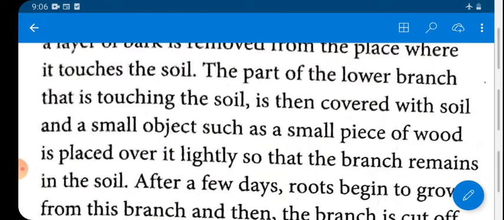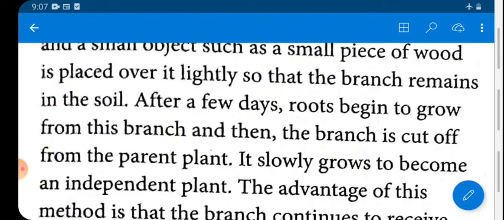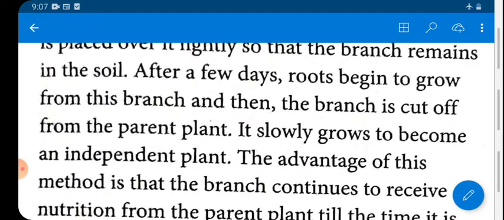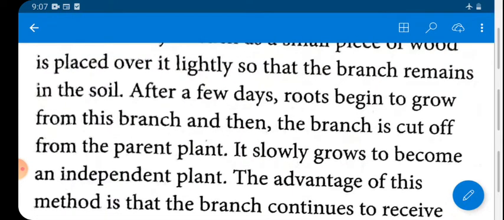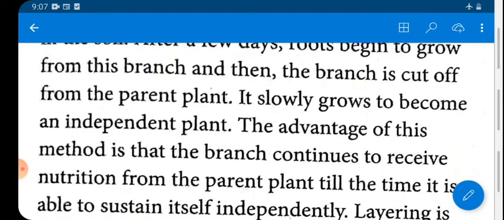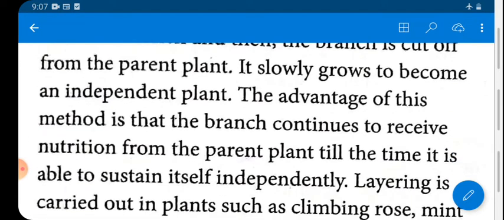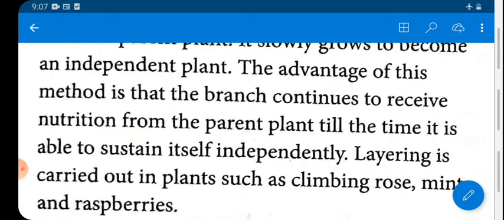Why do we do that? To remain in the soil, that branch part must be in soil. So to keep it in the soil, we just put a piece of wood or something else over it. After a few days, roots begin to grow from the branch and then the branch is cut off from the parent plant. So when roots are produced, we cut it from the parent plant. It slowly grows to become an independent plant. So the advantage of this method is that the branch continues to receive nutrition from the parent plant.